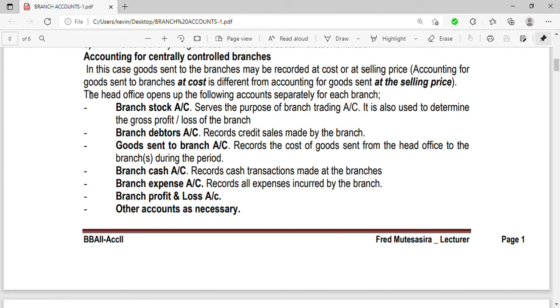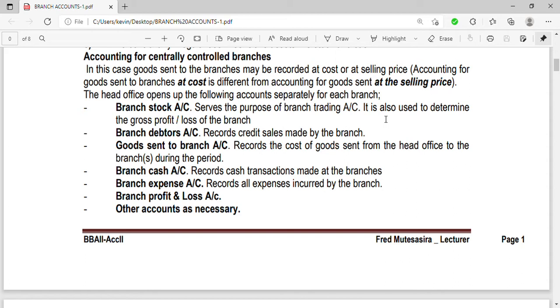Accounting for goods sent to the branches at cost is different from accounting for goods sent at selling price. The head office opens up the following accounts separately for each branch, in case the goods are sent at cost. We shall have to first have these accounts. There are like 6. The first account is branch stock account. Branch stock account serves the purpose of branch trading account. So it means that it's used to determine the gross profit or gross loss of the branch.